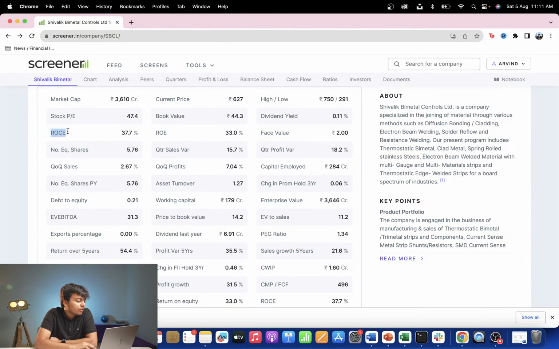Then we have the ROCEs and the ROEs. Now this is something that is very interesting that we should look at. ROCE is return on capital employed. Whenever a company starts its operations, they can raise money through two things. One is through equity, or basically the promoters putting money in the company. That is one of the ways the investors are investing the money. And the second is they can raise debt.